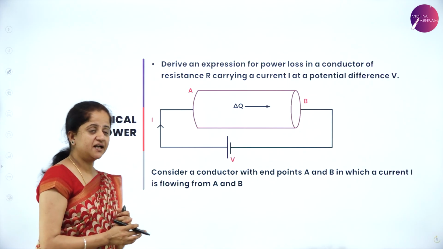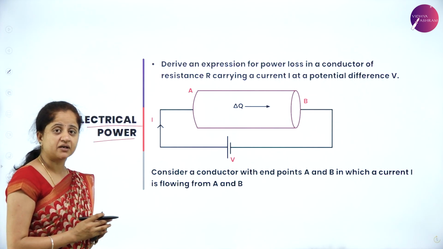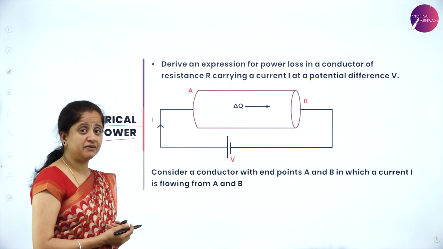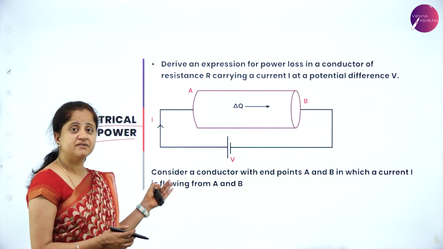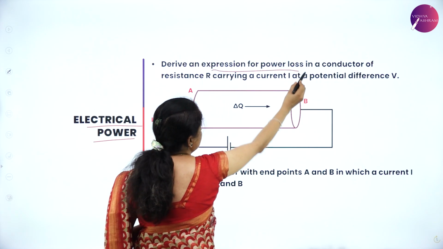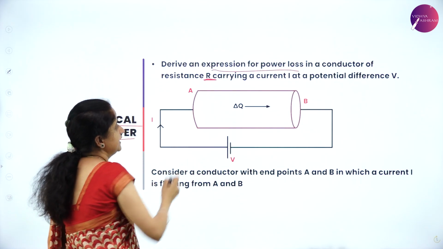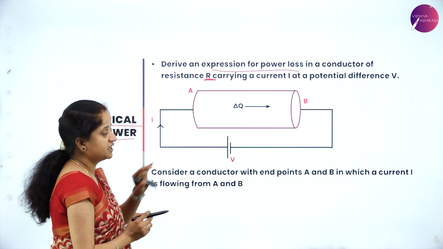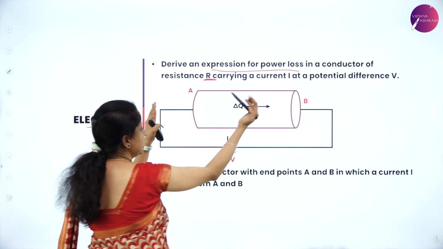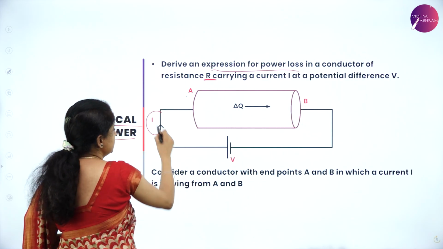So let us now understand another important topic, that is electrical power. What is electrical power? What is the expression for electrical power? Let us derive the expression now, then we will define what is electric power. Let us derive an expression for power loss in a conductor of resistance R carrying a current I at a potential difference V.